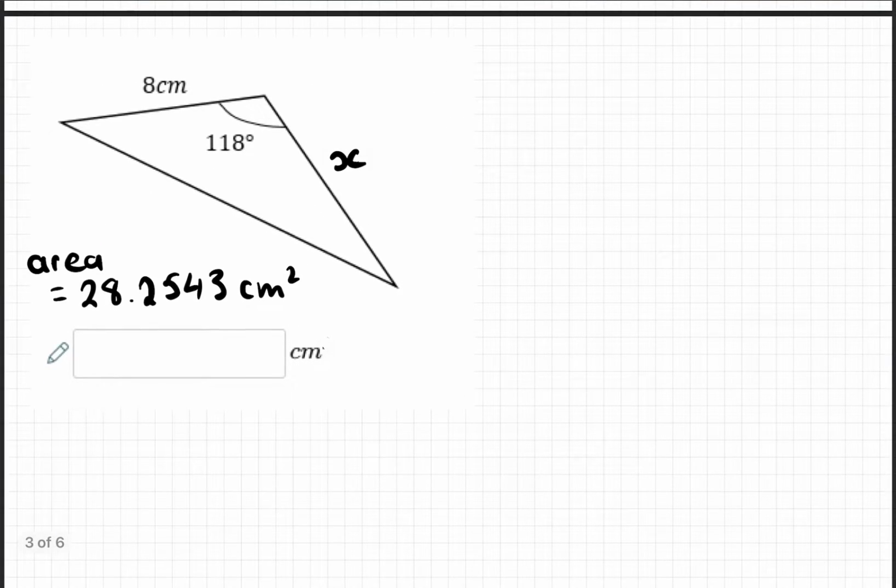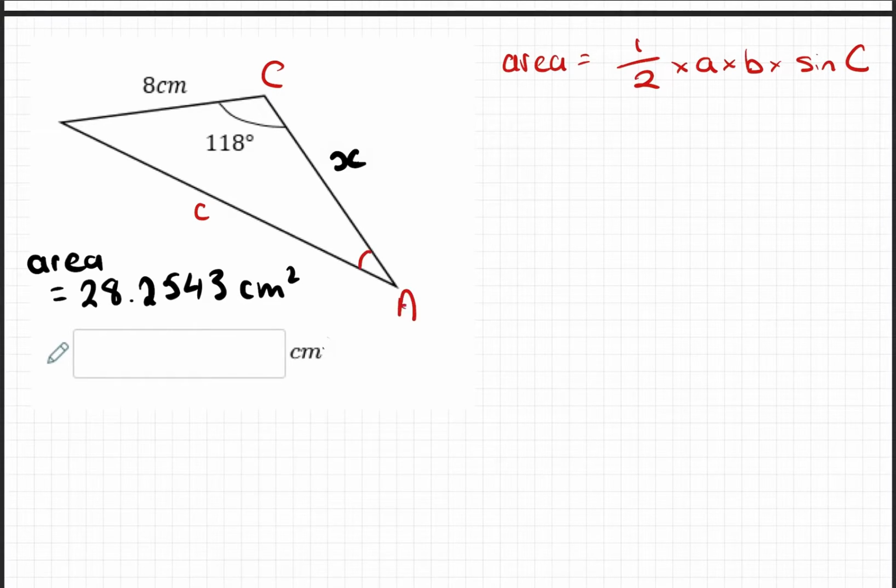Well, here's another one. Area, we've got a bit more of a complicated number now, so we have to be careful. Area is 28.2543 centimeters squared. So, area of a triangle equals half times A times B times sine of C. Okay, that's our C there. We don't need to know what the little c is, but we'll label it here. A and B, it doesn't matter, so we're going to go angle A and little a, and angle B and little b here. So our X is our little b. So let's have a look at this.